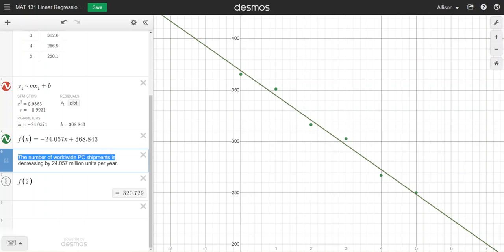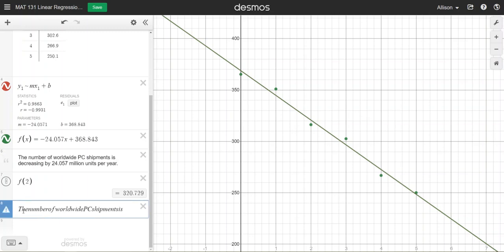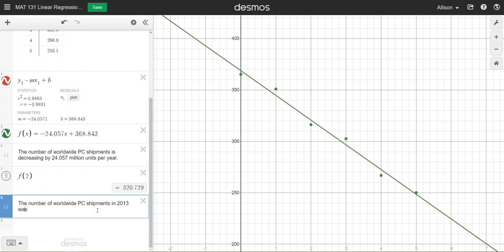I'm going to copy just so I don't have to type quite as much. Then, and I gotta put it in a note. The number of worldwide PC shipments in 2013 was, and now I have the value, 320.729 million.